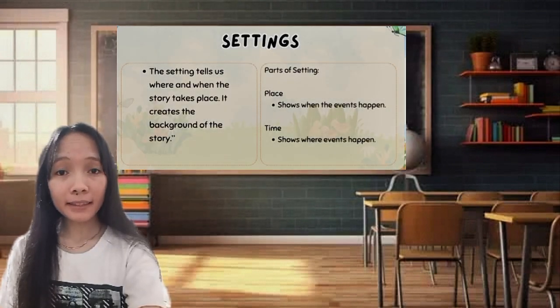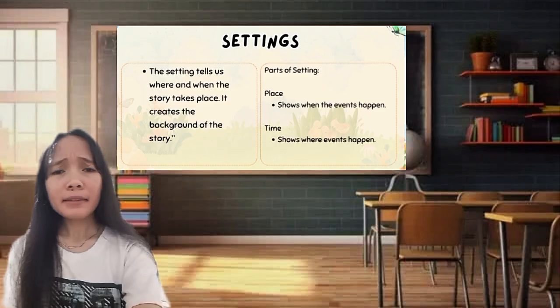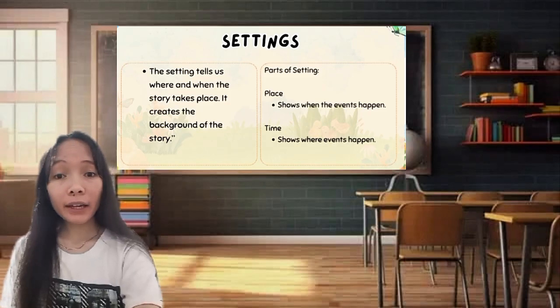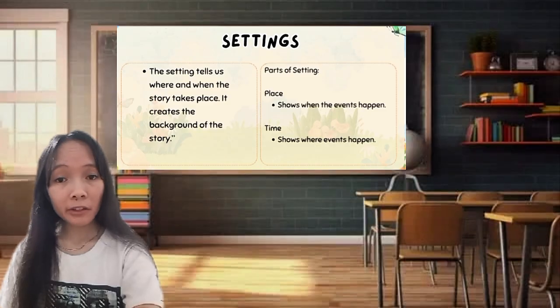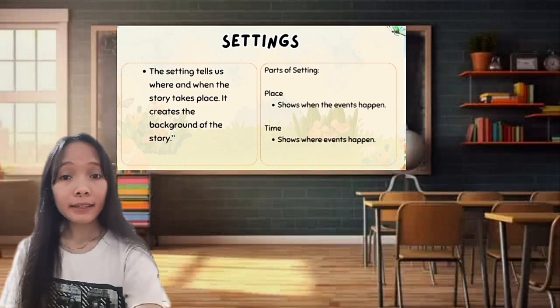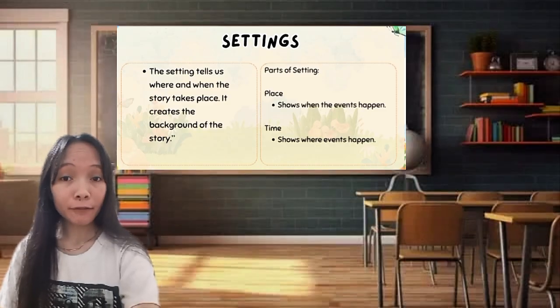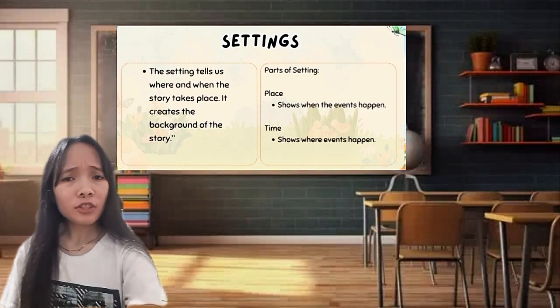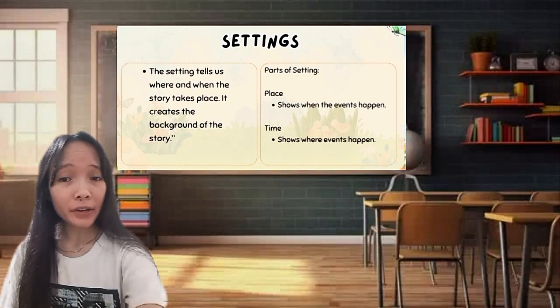And next, we have the setting. The setting tells us where and when the story takes place. It creates the background and the atmosphere of the story. The setting helps readers imagine the environment of the story. It also affects the mood and events that happen in the story.